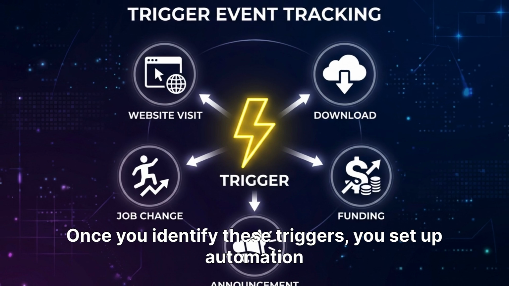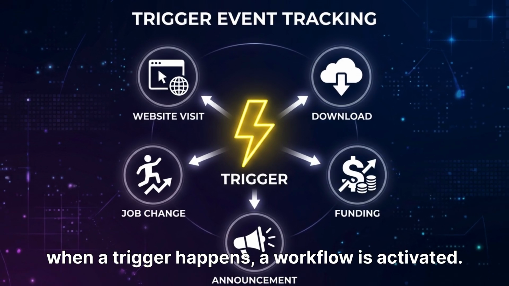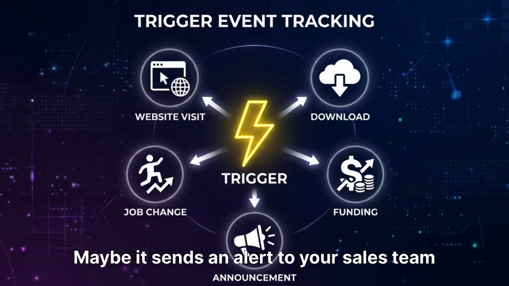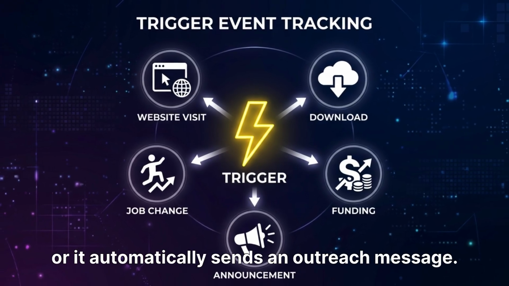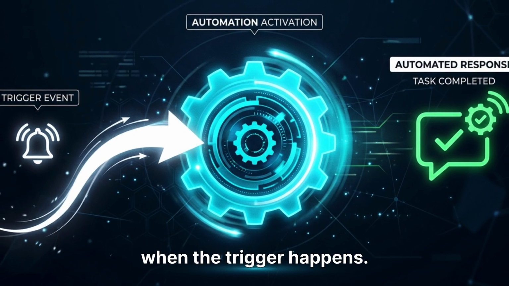Once you identify these triggers, you set up automation. When a trigger happens, a workflow is activated. Maybe it sends an alert to your sales team, or it automatically sends an outreach message. The point is, you're responding immediately when the trigger happens.